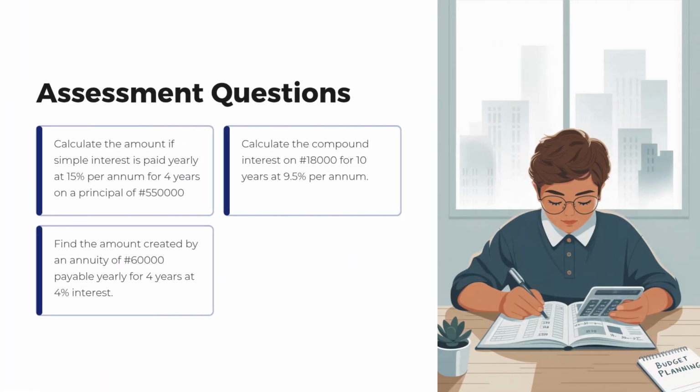Assessment questions. Calculate the amount if simple interest is paid yearly at 15% per annum for 4 years on a principal of 550,000 naira. Calculate the compound interest on 18,000 naira for 10 years at 9.5% per annum. Find the amount created by an annuity of 60,000 naira payable yearly for 4 years at 4% interest.